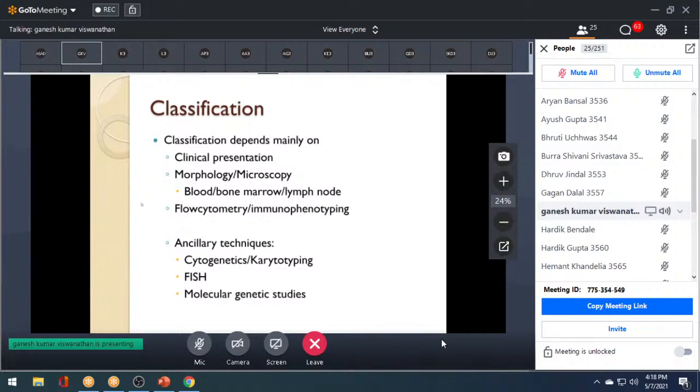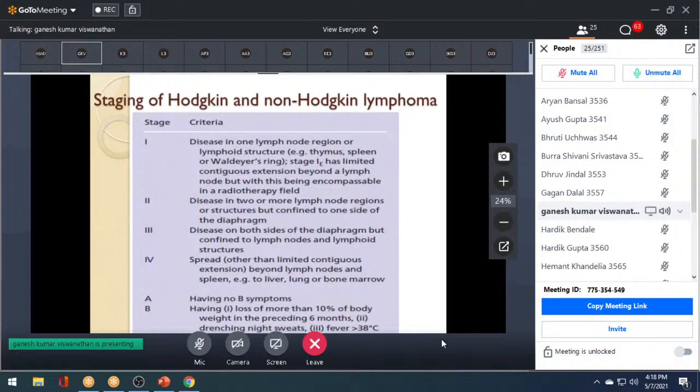So mainly the classification depends on the clinical presentation, microscopy of the lymph node, morphology of the peripheral blood and bone marrow sample, and immunophenotyping. Other techniques we use as and when needed.